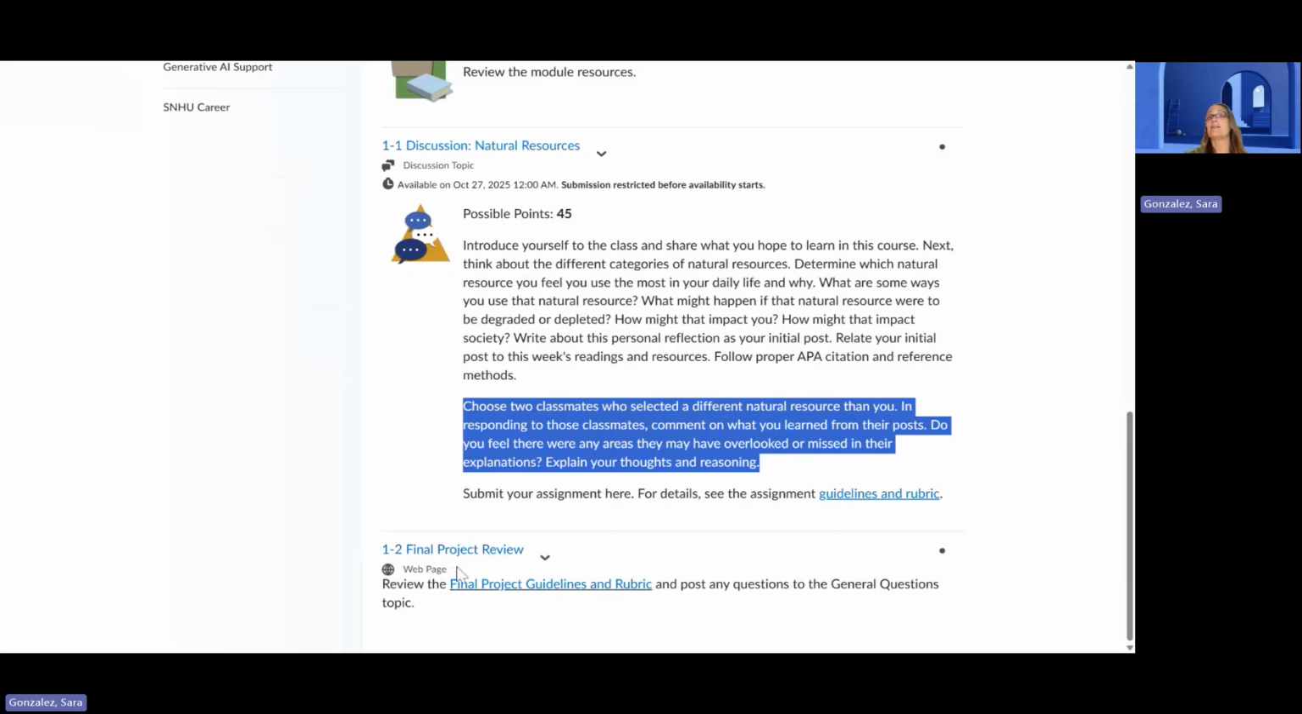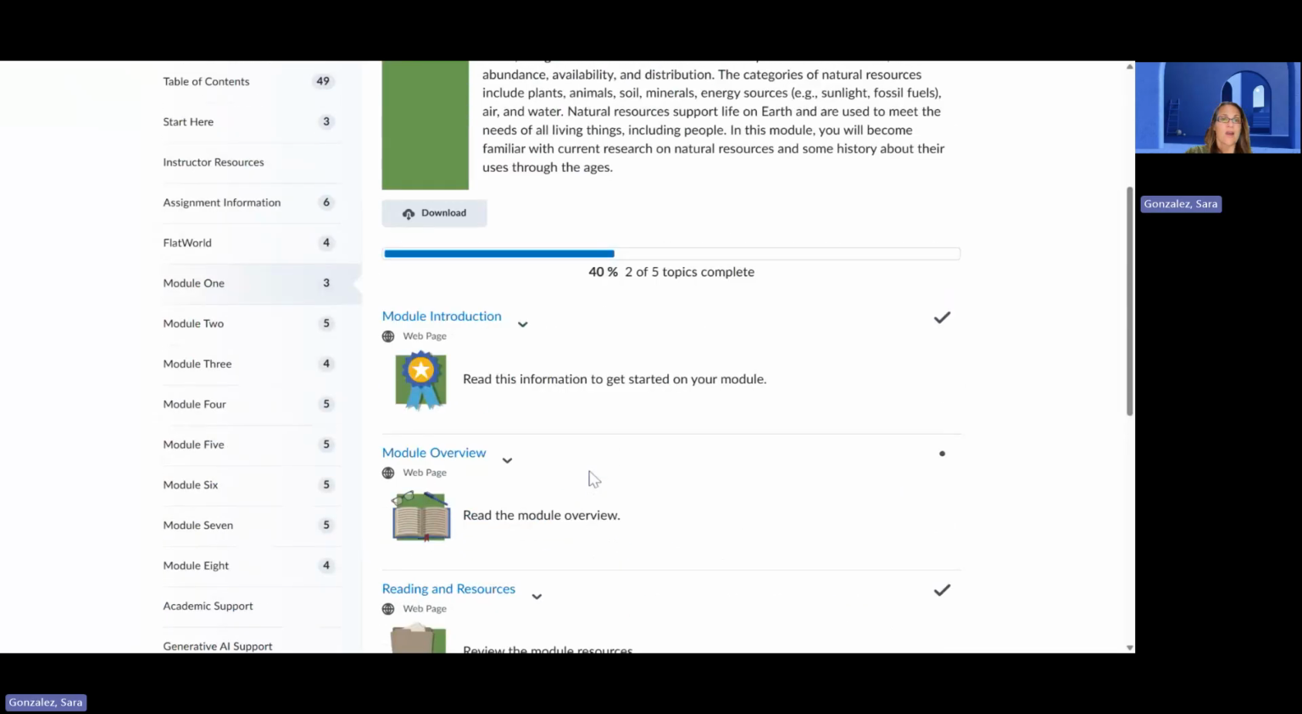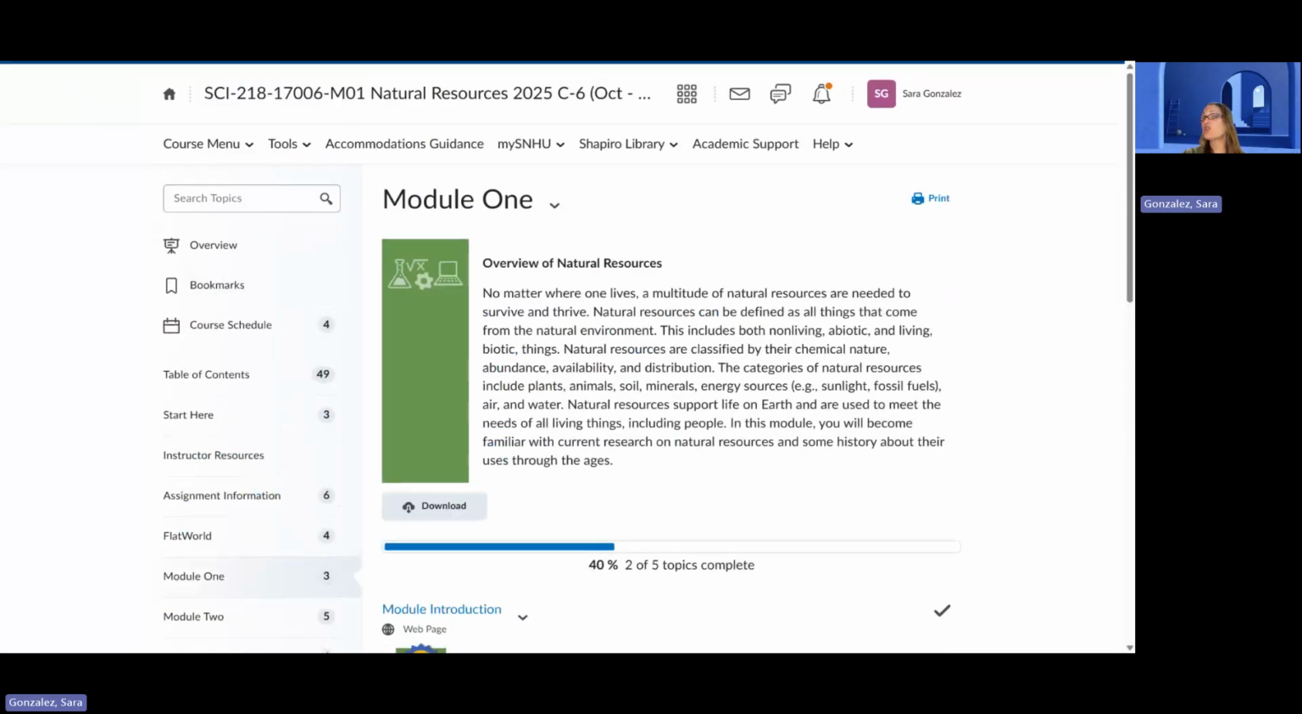And then this is not an assignment that is due this week, but here you're going to review the final project guidelines and post any questions you have about the final project. All right, so that's it for this week. Not too much, just a quick little intro into natural resources. Not to say every week's going to be like this. Each week do expect a discussion assignment, responses, and then an additional assignment to go along with it.